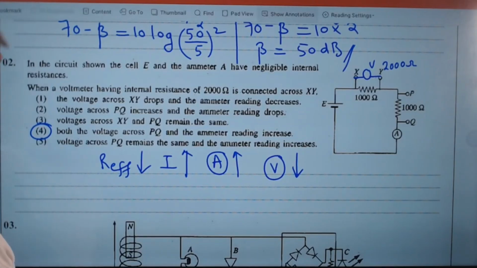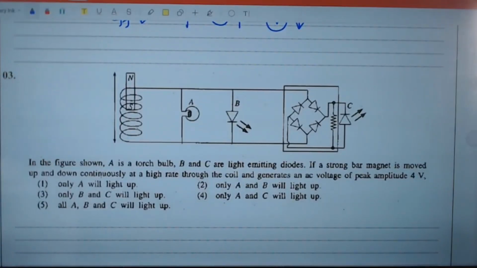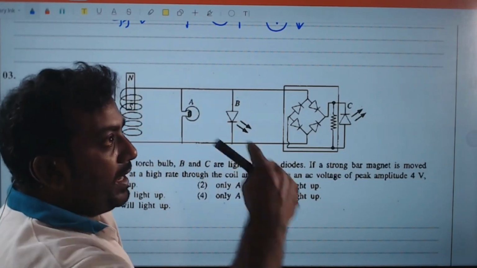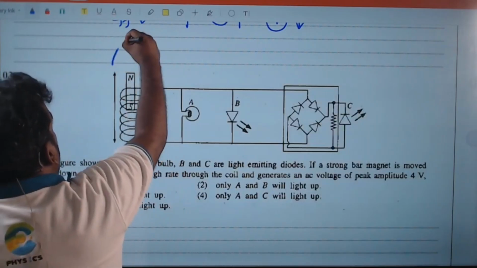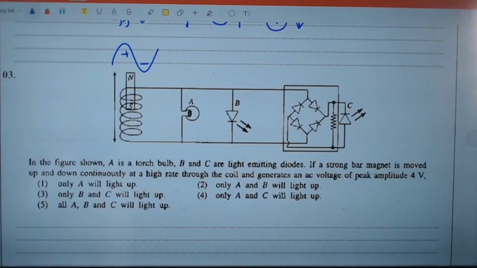Right. Next one. In the figure shown, A is a torch bulb. B and C are light emitting diodes. If a strong bar magnet is moved up and down continuously, why are you moving it up and down continuously? To create a sinusoidal voltage, to create a sine curve, right? It generates a peak voltage of 4 volts. What will happen? Look at the board carefully.